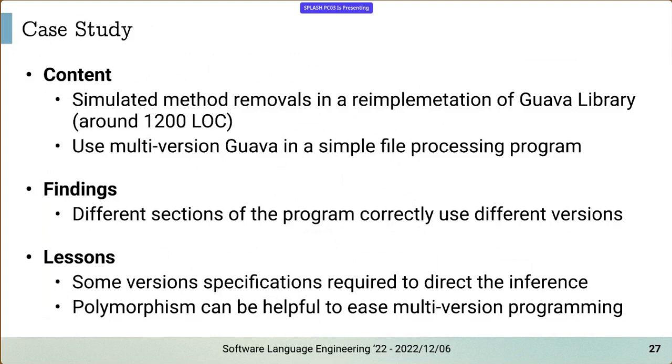However, we also found some lessons on what we need to improve in the implementation. We find that version specifications are also required in some parts of the program so that we can direct the inference better. We've also found that we need some form of version polymorphism in this compiler so that it can be helpful for users when they're doing multi-version programming.